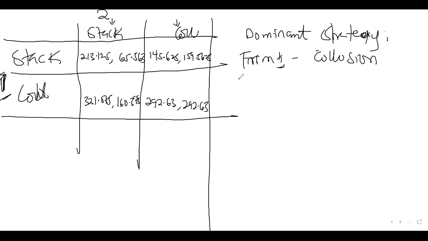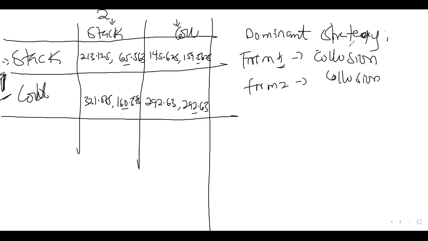On the other hand, if we hold firm 1 at Stackelberg, firm 2 is better off playing Collusion because 159.5625 is better than 65.563. If you also hold firm 1 at Collusion, firm 2 is still better off playing Collusion because 292.63 is better than 160.375. So the dominant strategy for firm 2 is also to play Collusion.